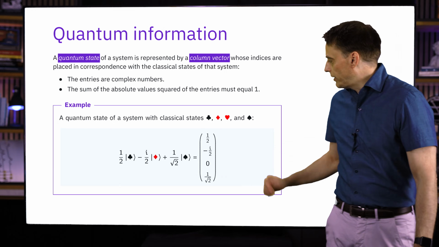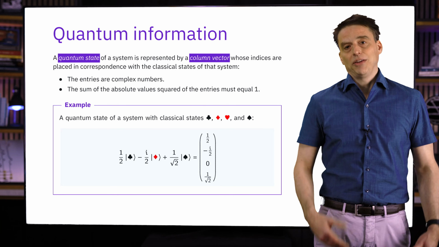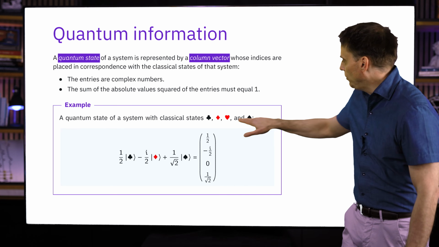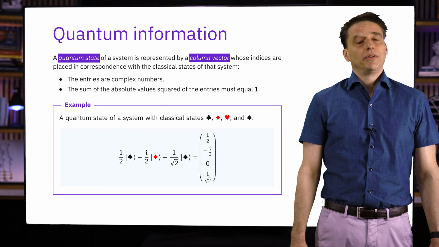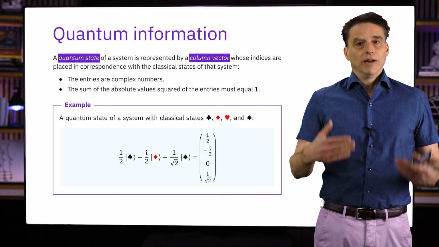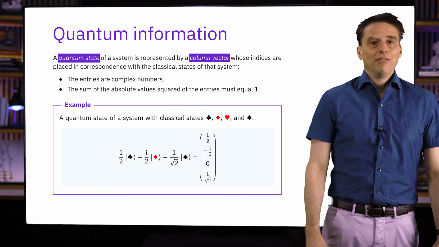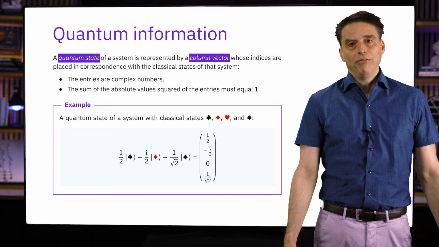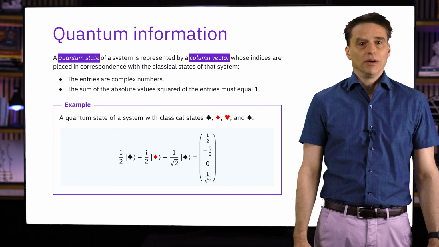And here's what it looks like as a column vector, assuming that we've ordered the classical states as we did before, which is the order that you see right here. Taking the absolute value squared of these entries gives 1/4 for the first one, also 1/4 for the next one. The absolute value squared of 0 is equal to 0, so that entry doesn't contribute to the sum. And finally, for the last one, we get 1/2. So the sum is equal to 1, as is required for this vector to be a quantum state vector.